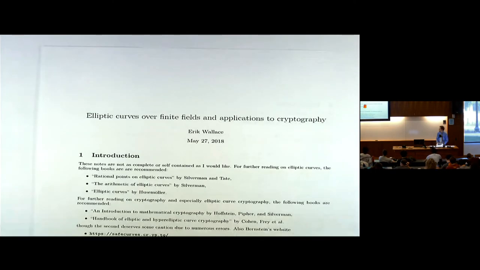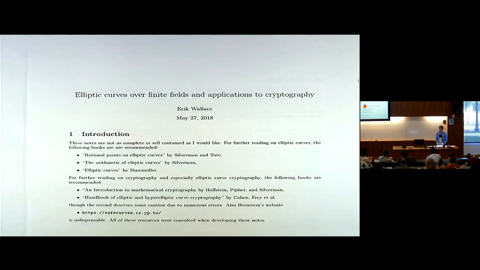So I've written some notes for you. They're available online. On the first page I have some references from outside of the notes that I used for preparing them. My favorite reference for elliptic curve cryptography is the one at the bottom, the SafeCurves website. But it is very dense and hard to understand. So part of the goal of the notes and of my lectures is to try and unpack what he has there on that website. And the other resources are very helpful in doing this.